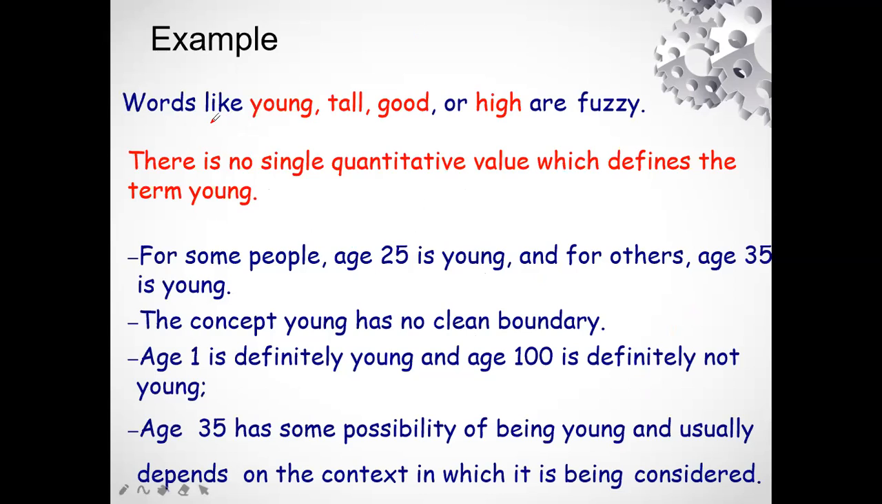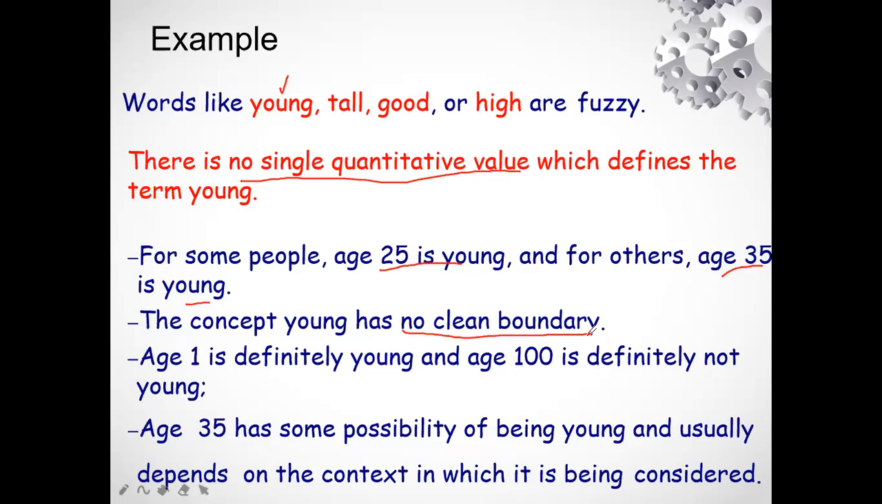I have taken an example, like we have seen the words like young, tall, good, high. These are all words which are termed fuzzy. I cannot have a specific age below or above which someone is young or not, clear cut. Same with tall, same with good, same with high. So there is no single quantitative value which defines the term young. I cannot say that 20 is the age which is defined as young. No. For some people age 25 is young, and for others age 35 is young. The concept young has no clear boundaries.